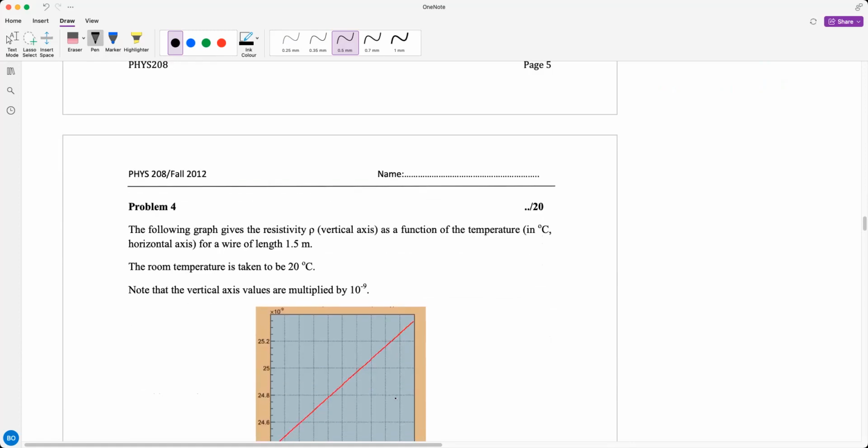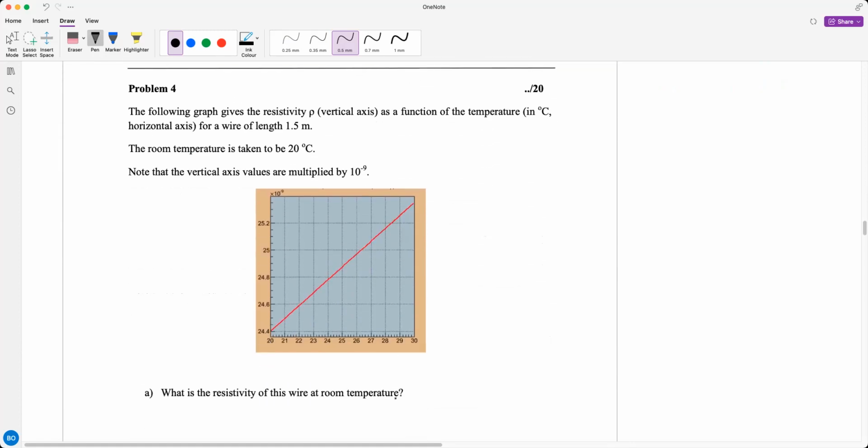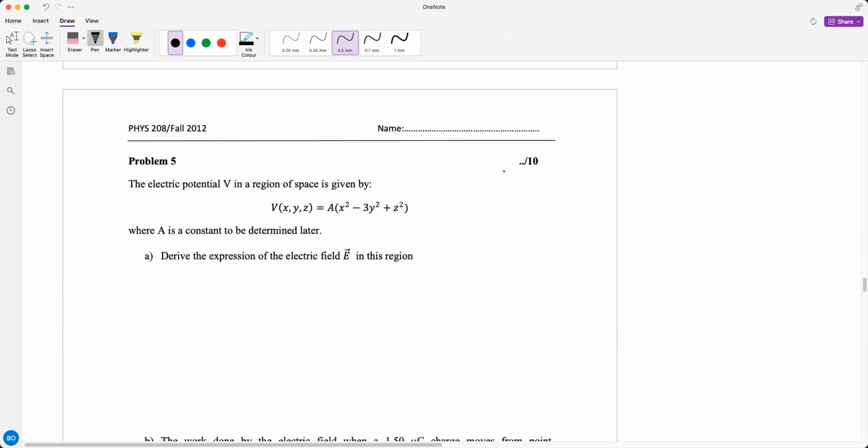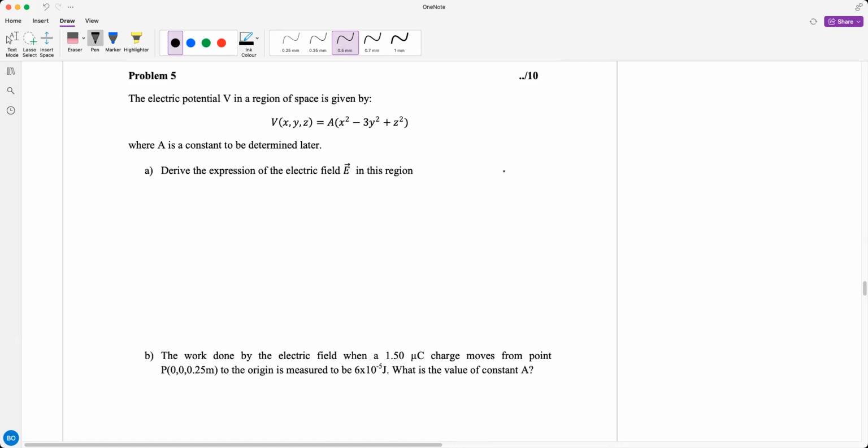By the way, this question is not included because we are not including chapter 25. So this question, and then we can go to question 5.